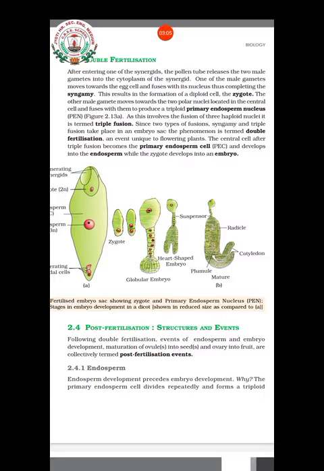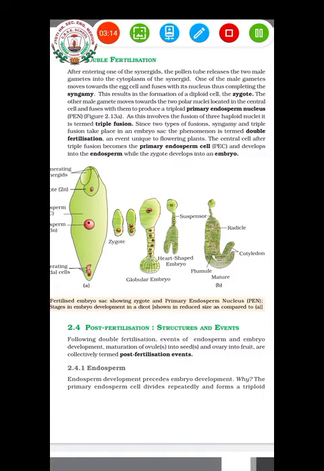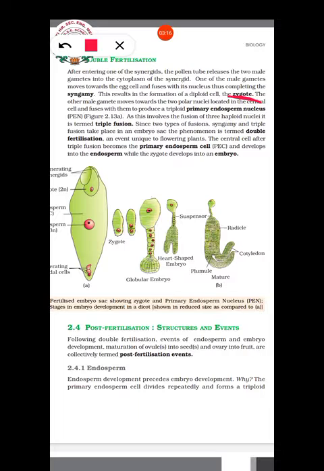That diploid cell which is formed due to syngamy, the fusion of male and female gamete, is known as the zygote. What is it? Zygote. Clear? Zygote is formed. Then the other male gamete, two male gametes are produced, I told, and one of them fuses with the egg nucleus and forms the zygote, and the other one moves towards the polar nuclei.